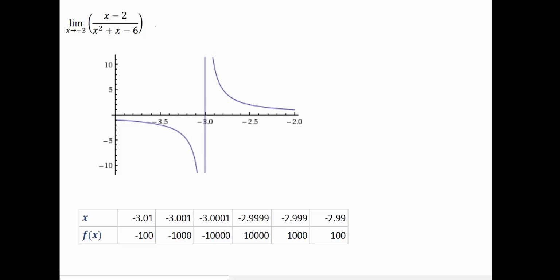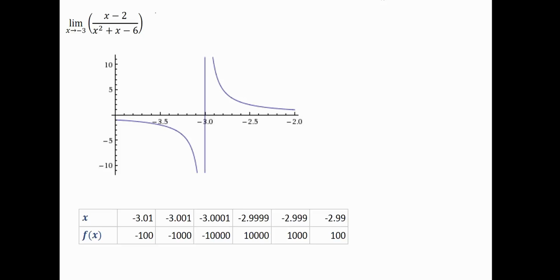Well, not every time that you have a function and a value of x, you will have a limit. Here's an example. Look at this function, f of x being equal to x minus 2 over x squared plus x minus 6. Now, instead of going to x equals positive 2 as we did before, we're going to be going to negative 3.